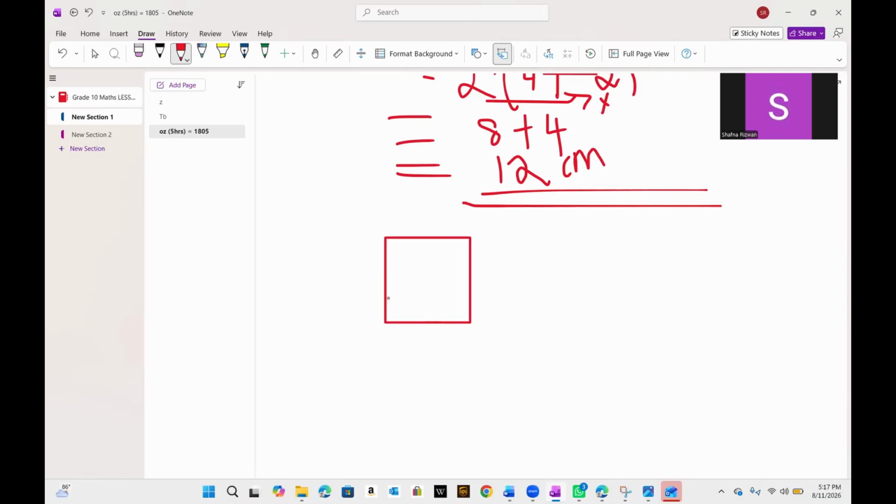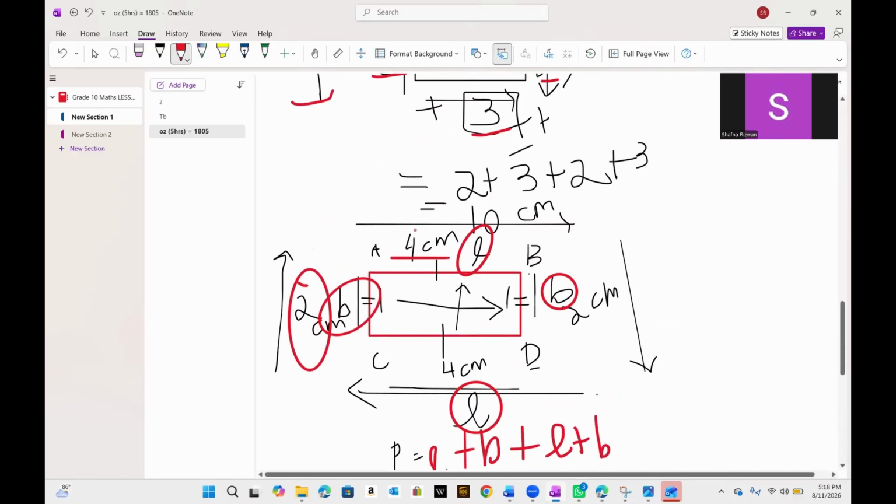Okay. It can become a square. So when it comes to a square, what can you say? It's just like your rectangle, the only difference is about the length. Okay, let's see here. In a rectangle, what happened?